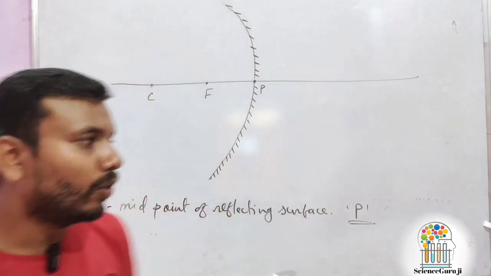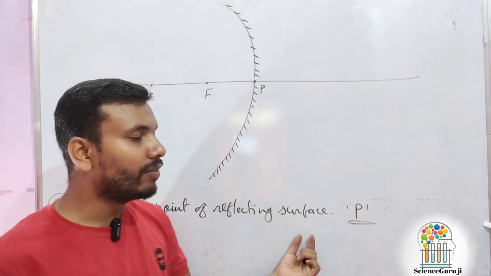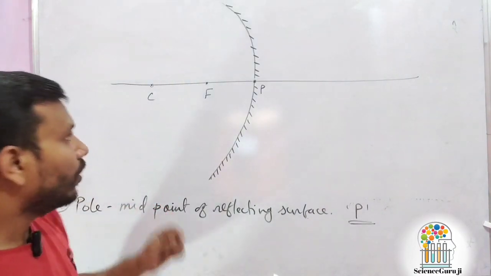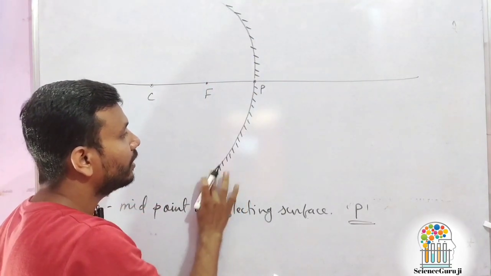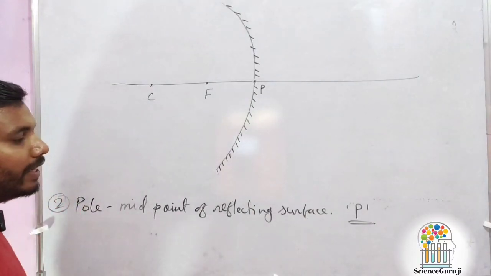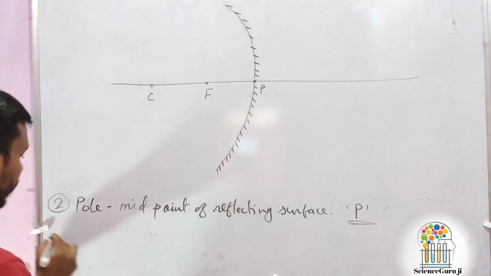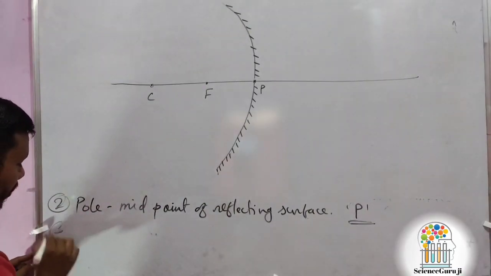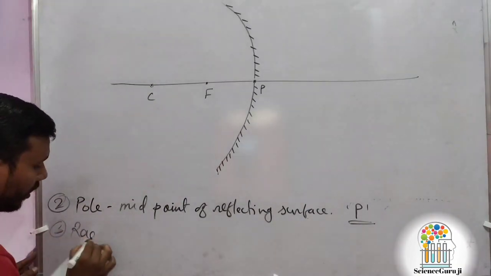Next one is our pole. The pole is the midpoint of the reflecting surface. The pole is the midpoint of any reflecting surface, denoted by the capital P. Here is one more thing, the third one you can take, that is the radius of curvature.